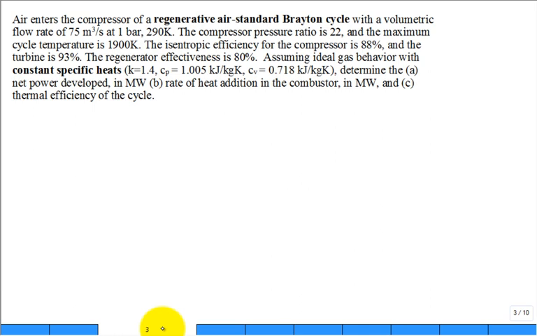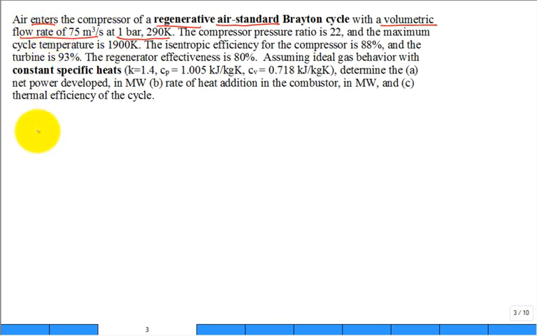Let's understand this problem. Air enters the compressor of a regenerative air standard Brayton cycle. So this air standard, that's all information in there. Oh, we have this, it's ideal gases, it's only air, forget about the products of combustion. We're going to close the loop, make it a cycle. It's a regenerative. Hey, we have that regenerative heat exchanger in there to help improve efficiency. Okay. It gives you a volumetric flow rate of 75 meter cube per second at 1 bar and 290. That's what enters the compressor.